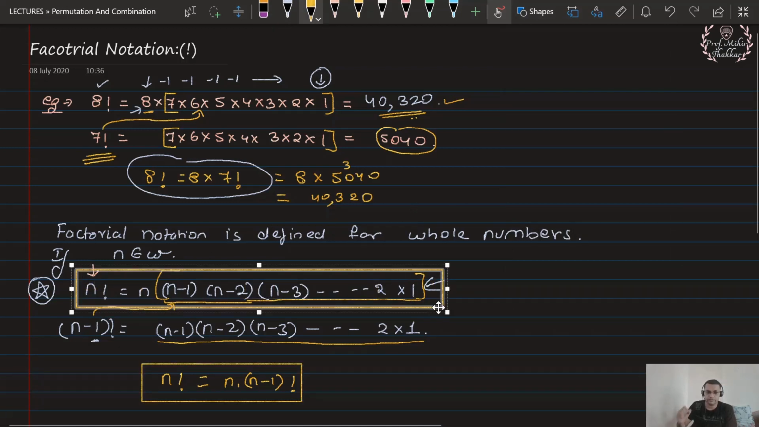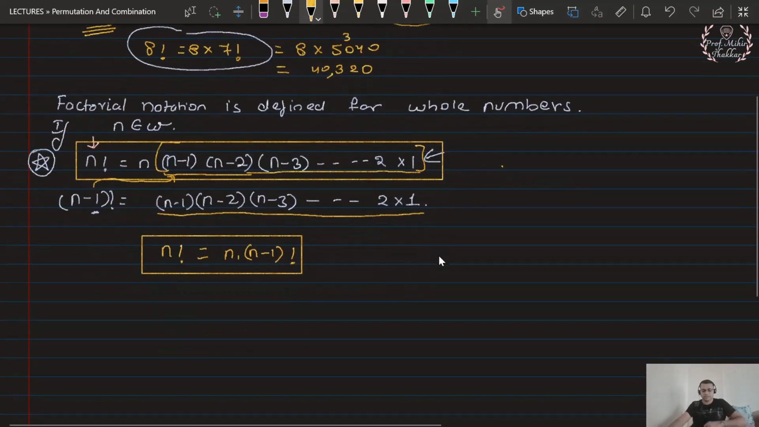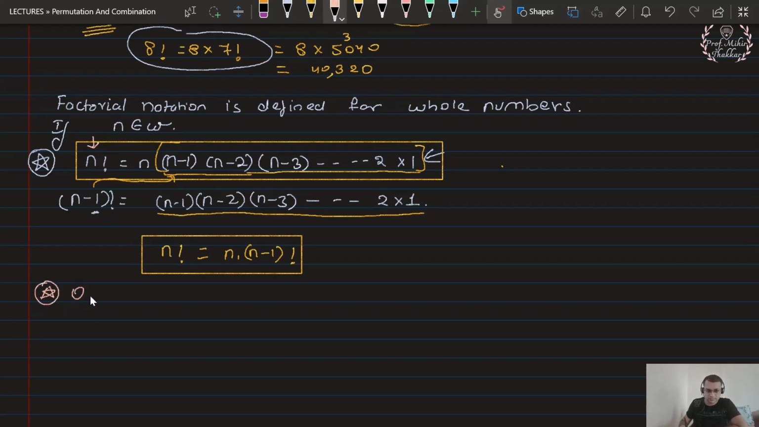These are the two important formulas, or terms, that we need to remember when calculating factorial notations. Now let us understand how to apply calculations or operations on factorials. So give the heading: operations on factorials.